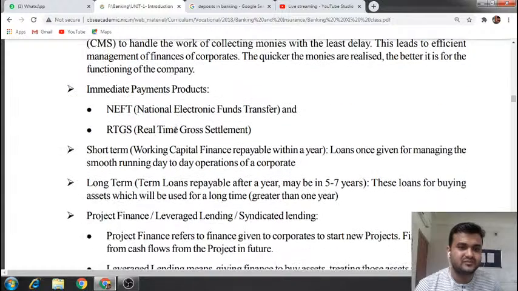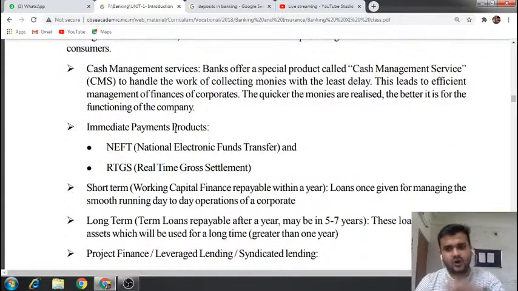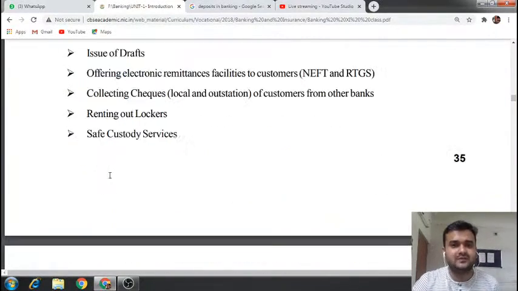Okay. Clear? So this was all about your retail banking. Accepting deposits and lending money. You accept deposits in the bank and you take loans from the bank. A general relationship is being maintained.